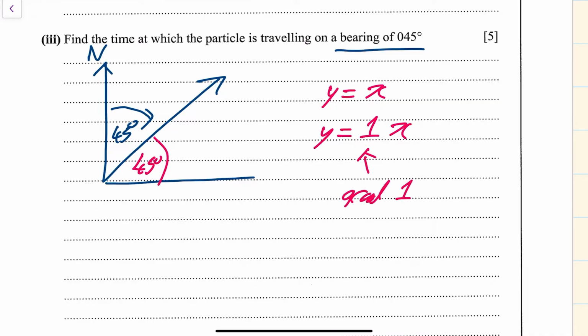Gradient 1 means that, if you think about it, your rise and your run, your vertical change and your horizontal change, are the same. So it would be 1 over 1, or 2 over 2, or 100 over 100. But whatever it is, the vertical change and the horizontal change are the same.